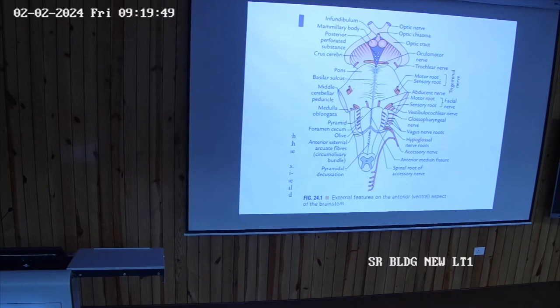After coming out from the posterolateral sulcus, the vagus nerve passes forward and laterally in the cranial cavity. Then it leaves the cranial cavity through the jugular foramen. What nerves come out through the jugular foramen? 9, 10 and 11. One more thing: the cranial part of the accessory nerve comes along with the vagus nerve and leaves the cranial cavity through this jugular foramen.